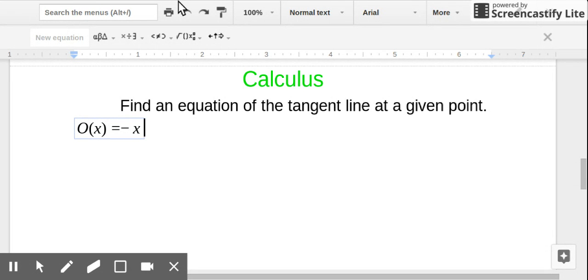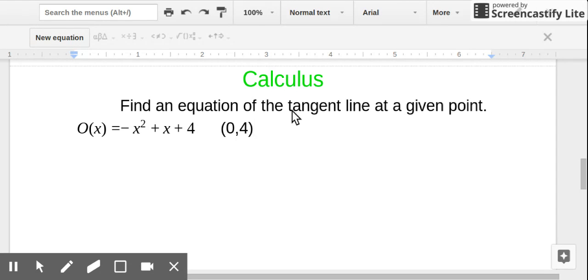Negative x squared plus x plus 4. I don't think we've done that one yet. And it's going to be passing through the point. We always do something simple because we're just trying to get the concept through here. How about the point 0, 4? Okay. Passes through the point 0, 4. So what I'm doing here is I'm just taking 0 and plugging it in. O of 0 is 4.